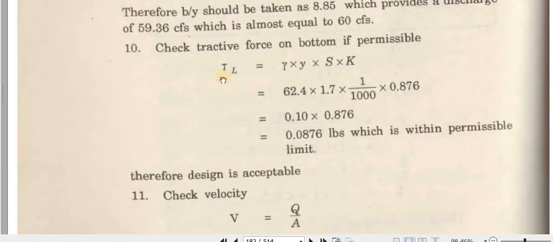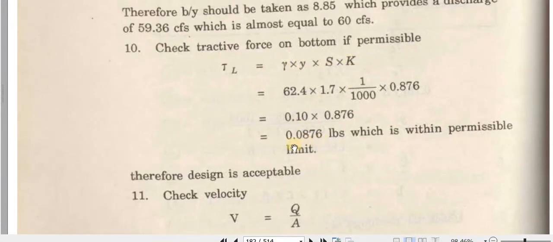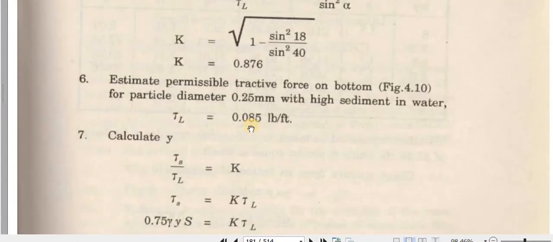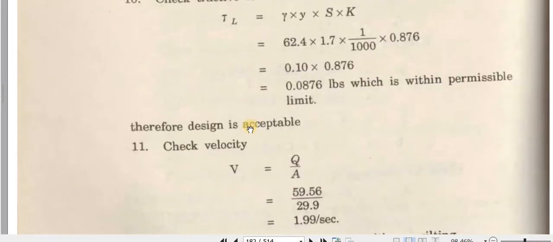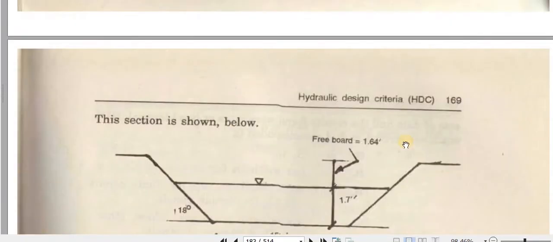Now calculate all the other values like TL, it should be within the limit. It should be 0.087, which is within the permissible limit. It is 0.087, but our calculated was 0.085. It is almost equal. And you can check the velocity. Velocity will prevent the sedimentation, deposition or silting. Freeboard then is 1.64.